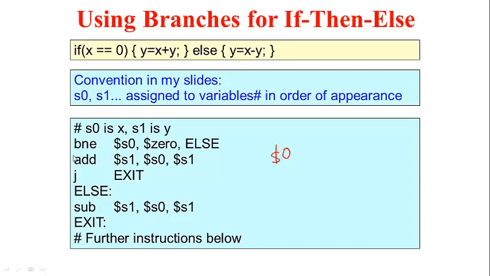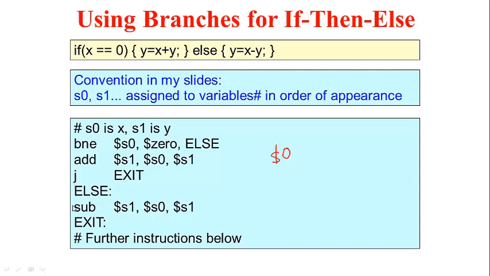So this hits the if part. This is the if part of the code. Once the if part of the code is over, I need to jump past the else part. That is why I have an unconditional branch here in terms of a jump instruction. And then there is the else part of the code.